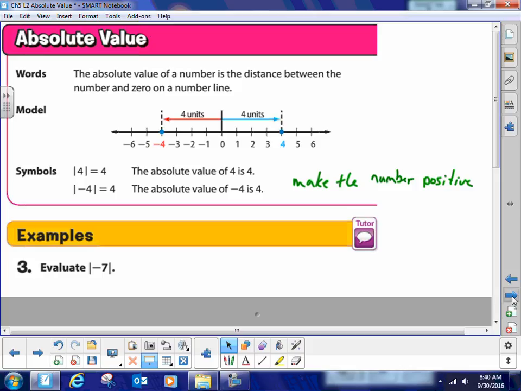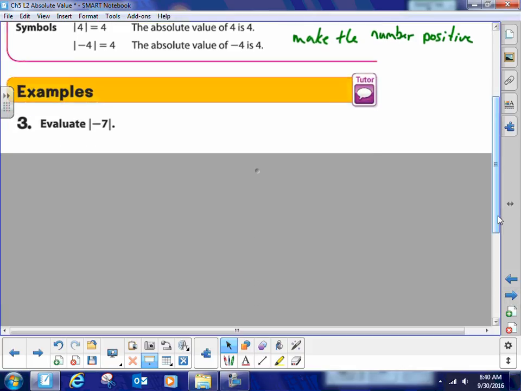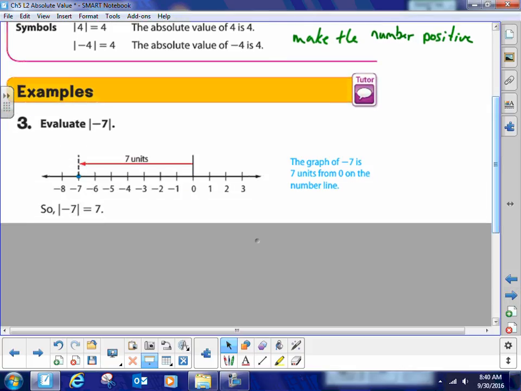Just recognize that. So if you evaluate the absolute value of -7, it would be 7. Okay, look, all they are doing is just changing the number to positive. You're trying to find how far it is from 0. You don't say something is -7 away from you. You say it's 7 away from you. Okay?